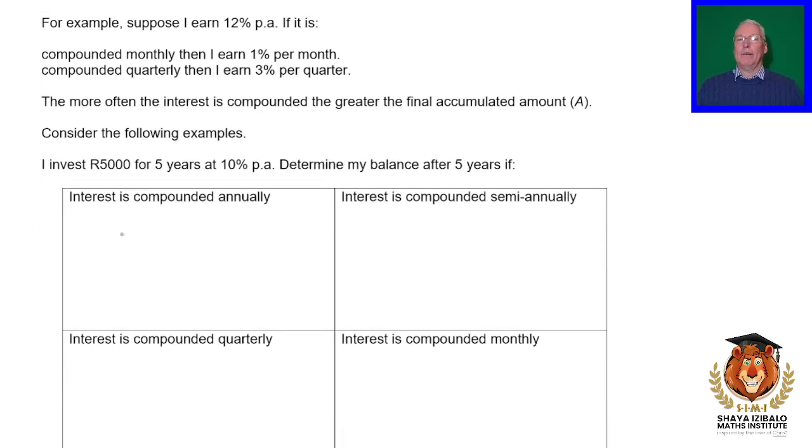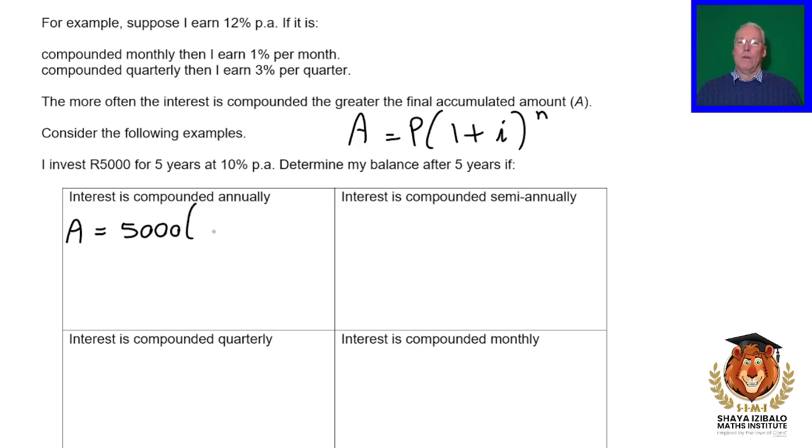All right, let's look at some examples. So I invest 5,000 Rand for 5 years at 10% per annum. In each case here we're using this formula, A equals P times (1 plus i) to the power of n. This is our bread and butter compound interest formula. If interest is compounded annually, 5,000 Rand is my P value, 1 plus 0,1, because it's 10%, compounded annually, and we're going to get that answer. Now let's work that out.